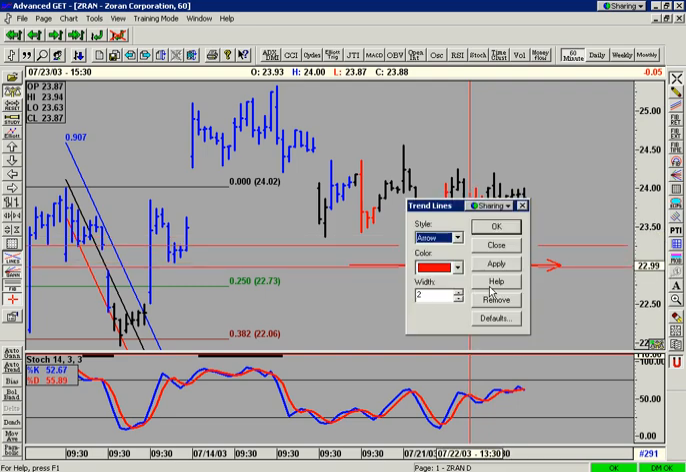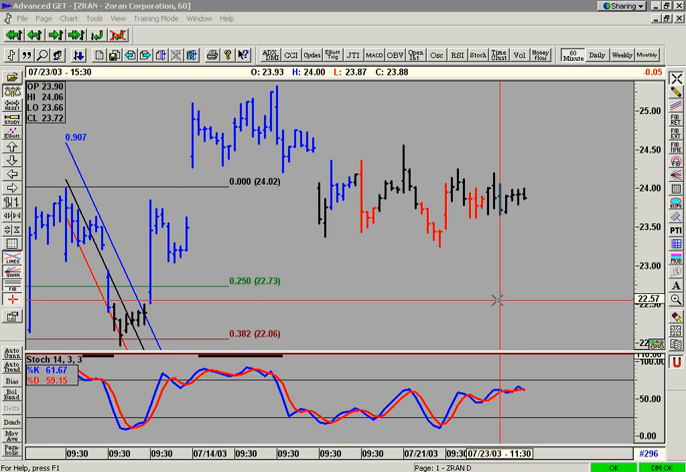Sure. That's correct. This study is used more in trending than range bound. If you're trading strictly a range bound issue, something like a stochastics or a MACD or something along those lines works much better in a sideways trending market.